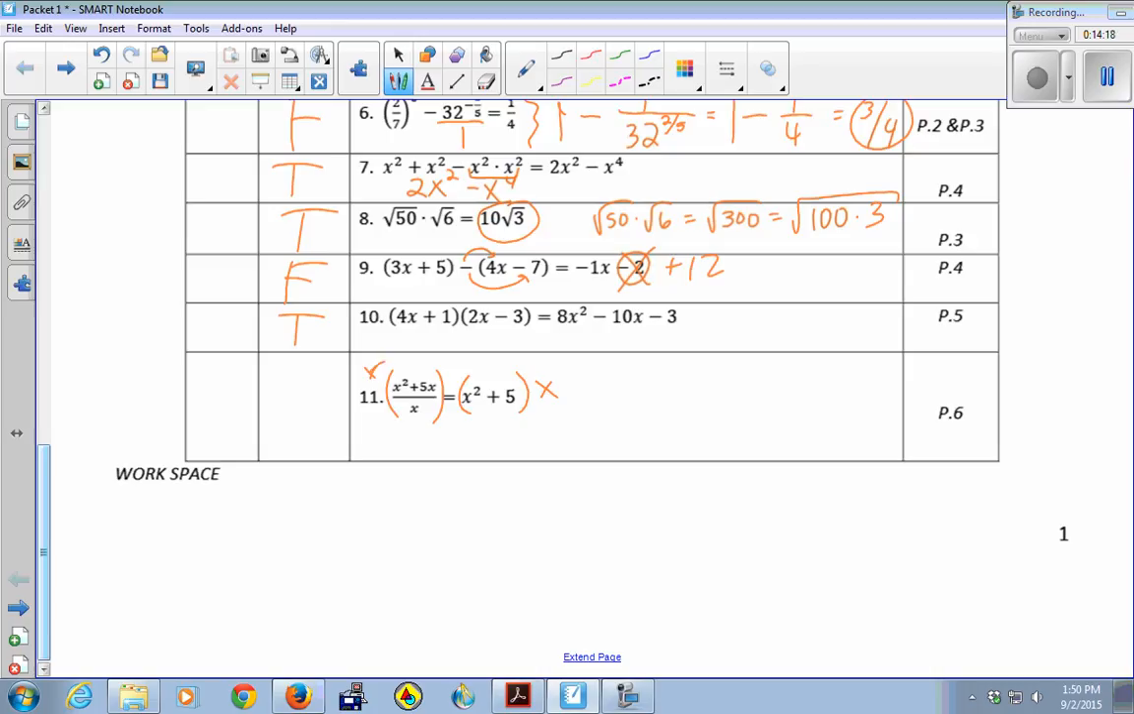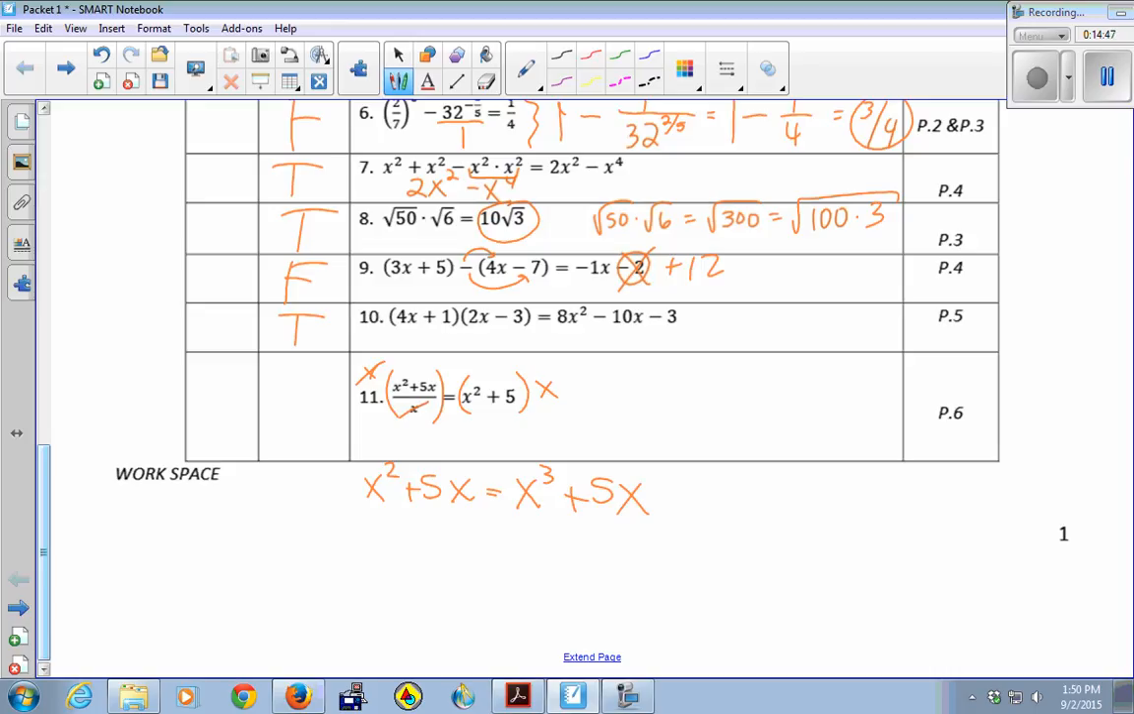on the left, that makes the x's cancel, and you're just left with x squared plus 5x. And on the right, you distribute your x, and you get x cubed plus 5x. Okay, are those equal? Right. No. The only time those would be equal is when?